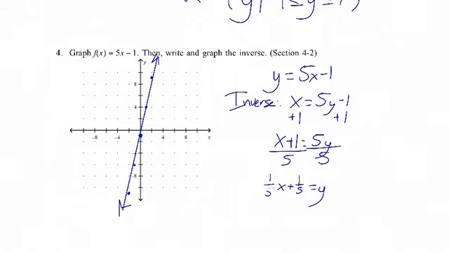Now again, to get in the proper inverse format, you need to use this notation. f inverse of x equals 1/5 x plus, in this case, 1/5 again.